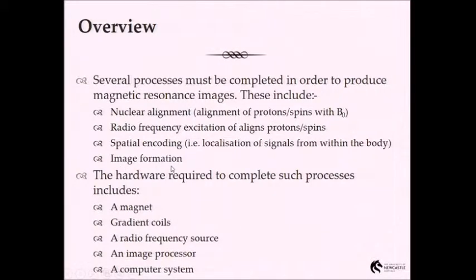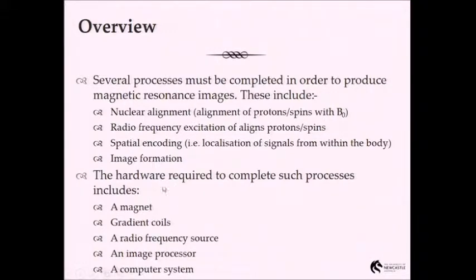We need image formation, so we need to receive that signal, collect it, and then apply what's called a Fourier transform, which is a mathematical process which takes it from being frequency, so how fast it's precessing, into something that we can use for images.